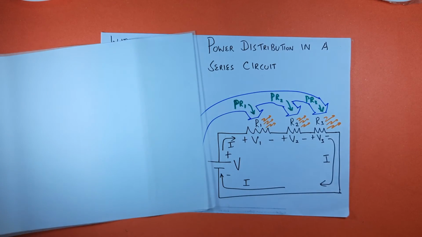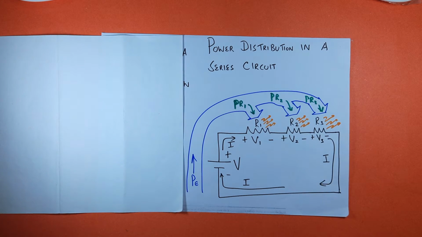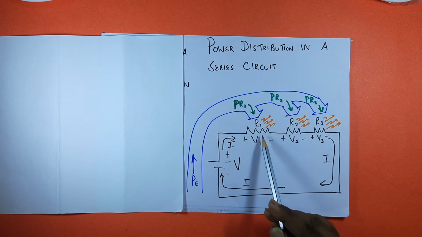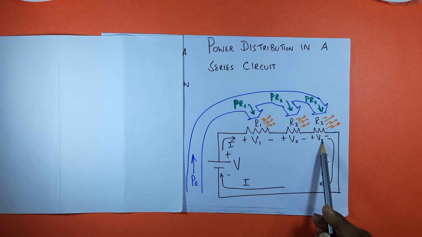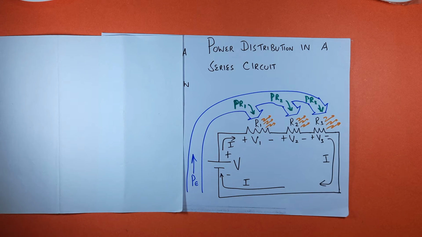Right? Next, we will see power distribution in a series circuit. Consider a series circuit. Here I have a voltage source, an energy source, which is the battery, and we have three resistors connected in series, one after another: R1, R2, R3. All three are connected in series, so this is a series circuit, and the current flowing through the circuit is I.